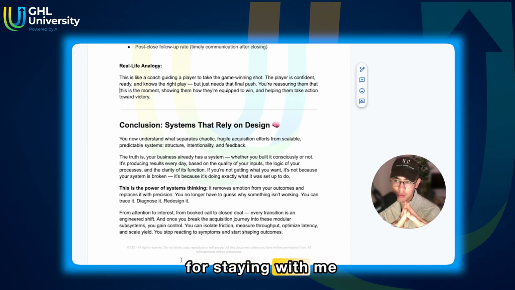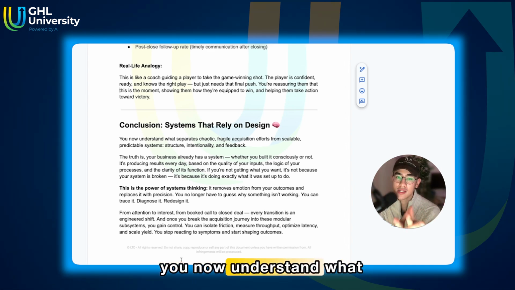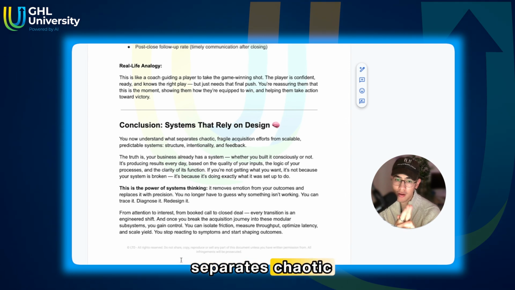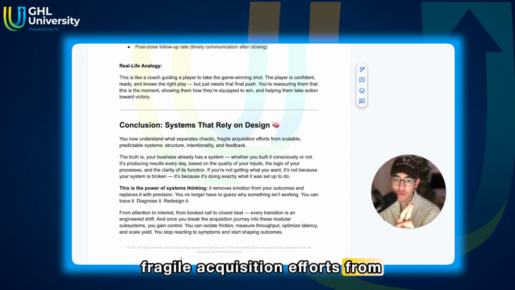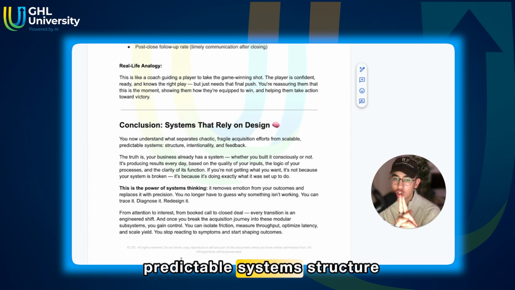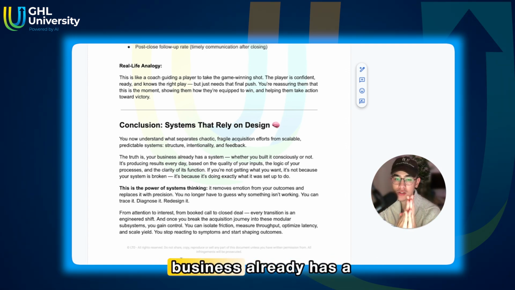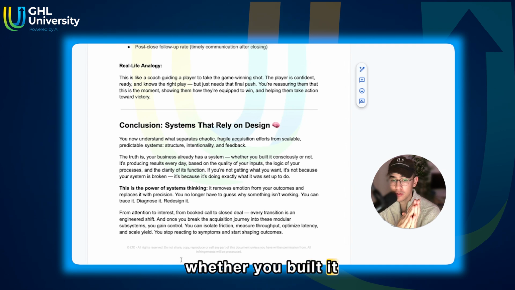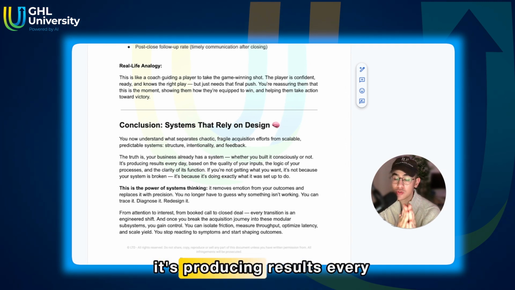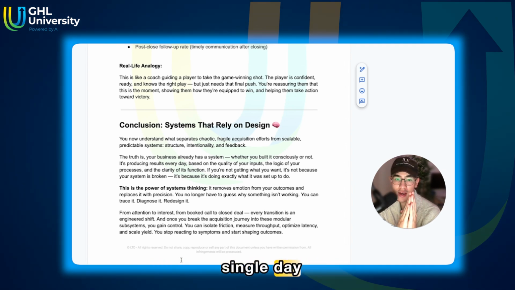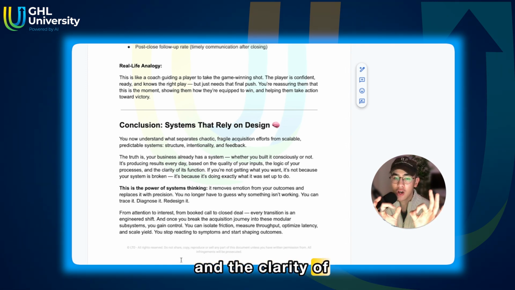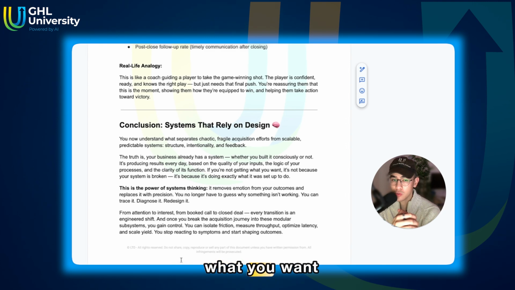Thank you so much for staying with me and staying attentive. You now understand what separates chaotic, fragile acquisition efforts from scalable, predictable systems: structure, intentionality, and feedback. The truth is, your business already has a system, whether you built it consciously or not. It's producing results every single day based on the quality of your inputs, the logic of your processes, and the clarity of its function. If you're not getting what you want, it's not because your systems are broken; it's doing exactly what it was set up to do.